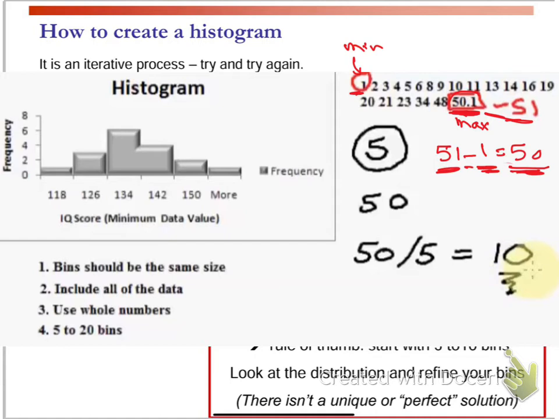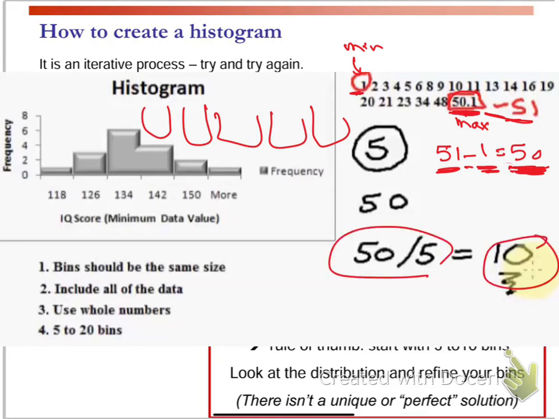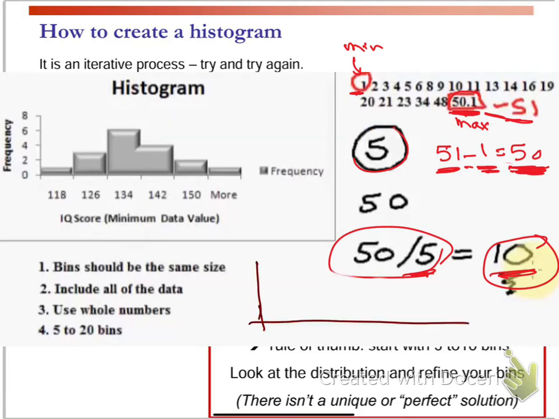So the difference here is 50. If I want to put the data in 5 bins, I divide 50 by 5, which equals 10. So 10 will be my pitch, my class width. Okay, so I draw the histogram, and I make my class width 10, because I have 5 bins.